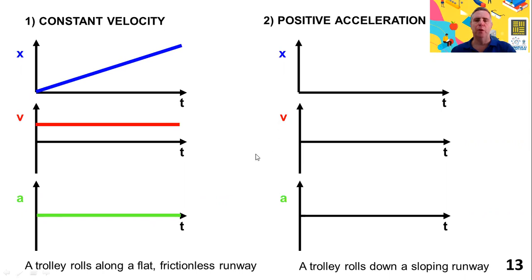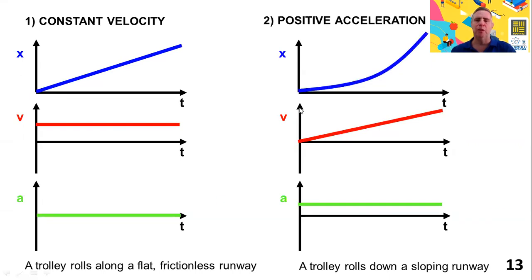Number 2, where there's a positive acceleration, the acceleration is above the time axis to show a constant positive acceleration. Therefore, the velocity increases. This time we had it starting from rest. The position increases, but it increases as a parabola this time.